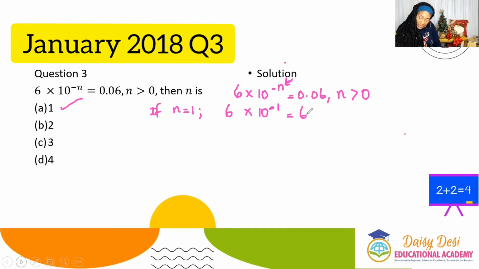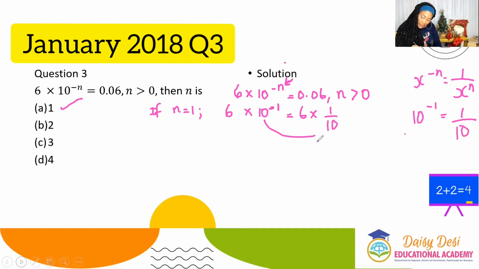That becomes 6 multiplied by, remember the law of indices, x to the power of negative n is 1 over x to the power of n. Therefore, 10 to the power of negative 1, you put 1 over everything. Anytime you see a negative power, you put 1 over everything. That's 1 over 10. Right? 10 to the power of negative 1 is 1 over 10. This is equal to, of course, you put your 6 over 1 because it is a whole number. 6 multiplied by 1 is 6, and 1 multiplied by 10 is 10.